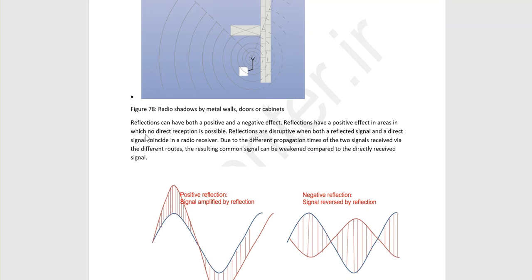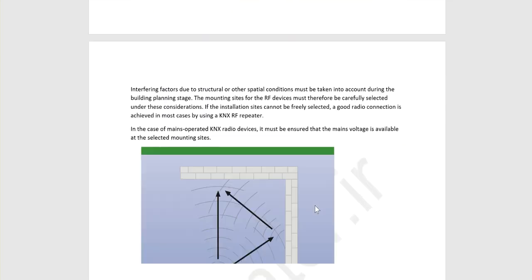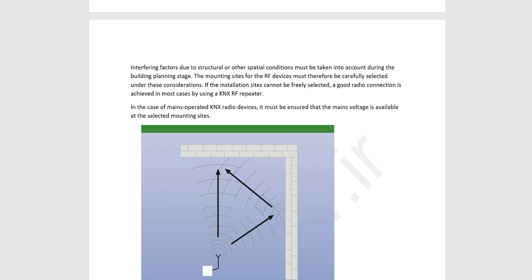The next point is the reflection that happens in transmission. It may provide a positive reflection, so the signal is amplified by the reflection, and may provide a negative reflection, which means the signal is reversed by the reflections. The next important point is that interfering factors due to structural or other special conditions must be taken into account during the building planning stage.